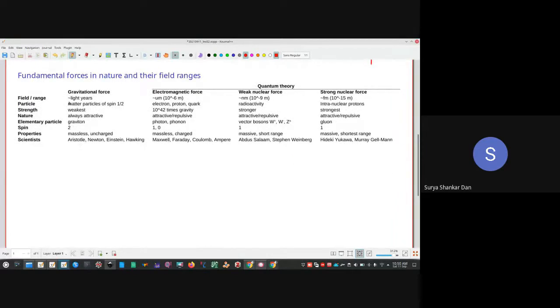So the first force that was discovered in science was the gravitational force. Now, the only reason why we can even understand the gravitational force, why we realize that the gravitational force exists, is because of its range. As I said, field or range.